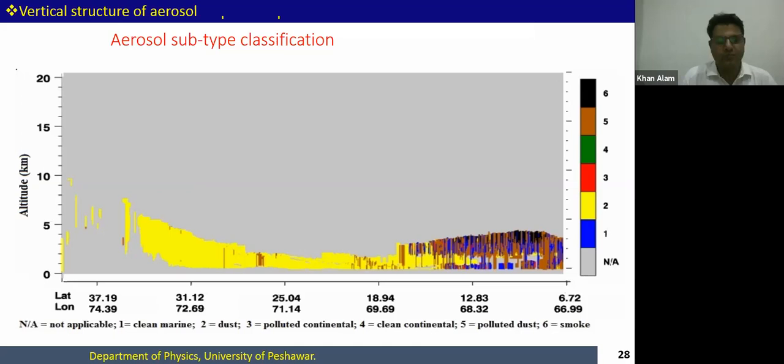So we see that this dust is vertically distributed from 2 kilometers, and it reached up to 10 kilometers in some places, but at 5 kilometers in some other places.